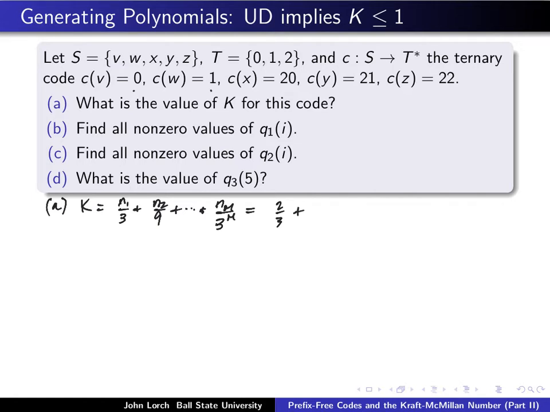Then I count the number of code words of length 2. I see there are 3 of them. So I write this down, and then there are no code words of any higher length. So my Kraft-Macmillan number is just 2/3 plus 3/9, which is equal to 1.